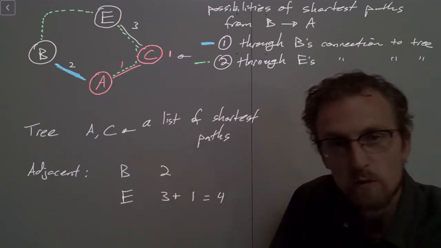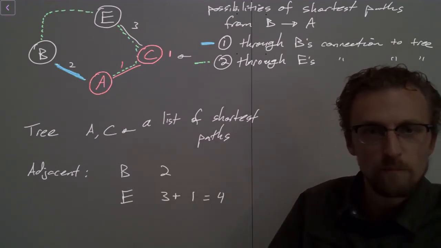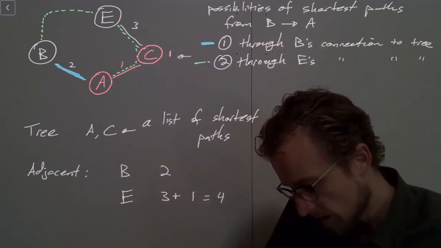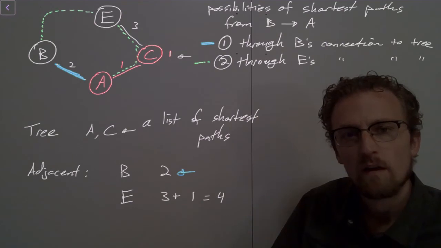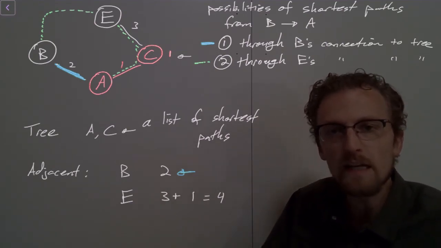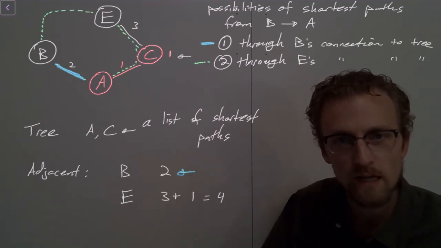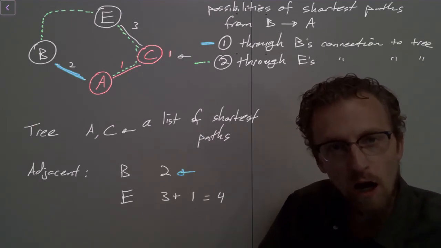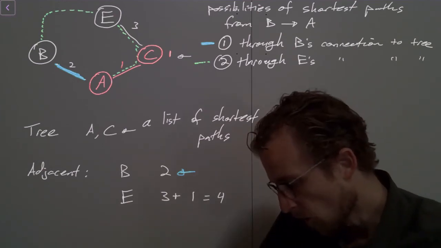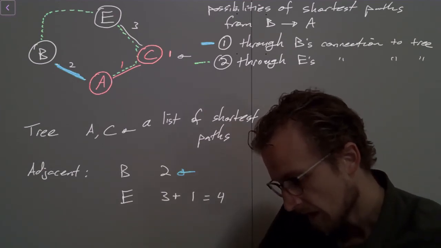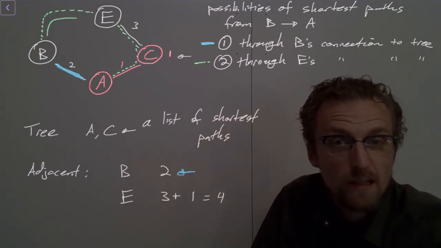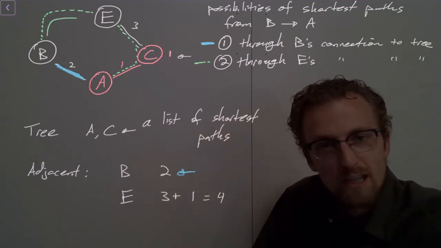Okay, so we can ask, what's the cost of a connection from B directly to the tree? Well, that cost is just exactly 2. Alternatively, what is the cost of B connecting through E and then to A? Well, it is the cost of going from E to A plus something else, right? I don't know what the cost of this is, but I know that it's not negative. I know that it has some cost.